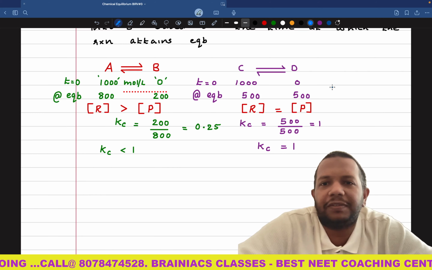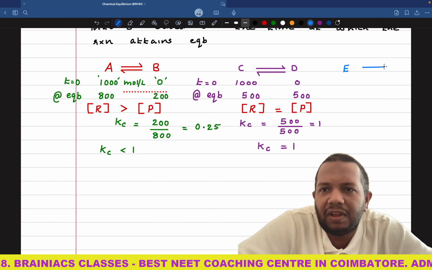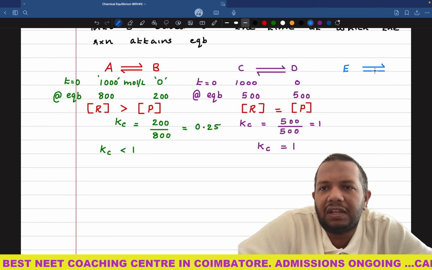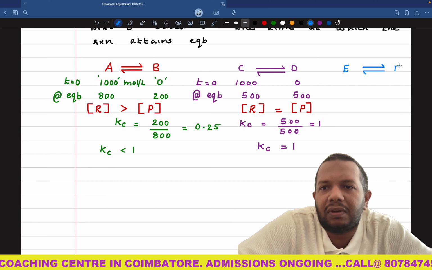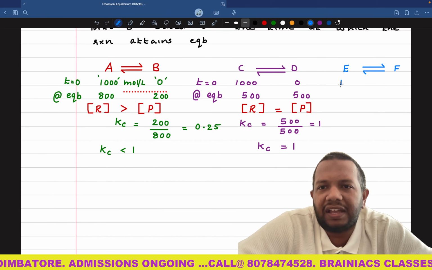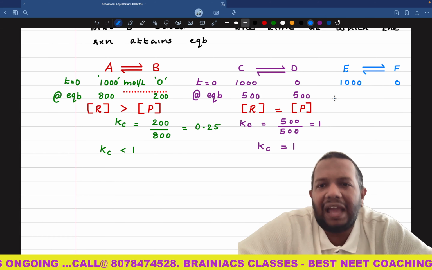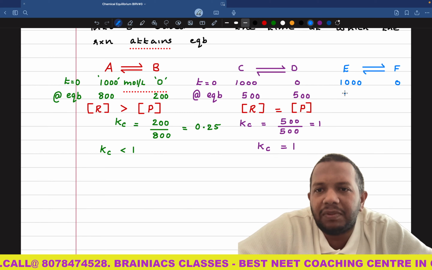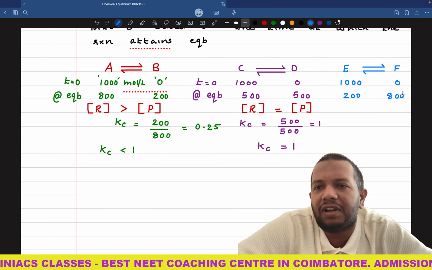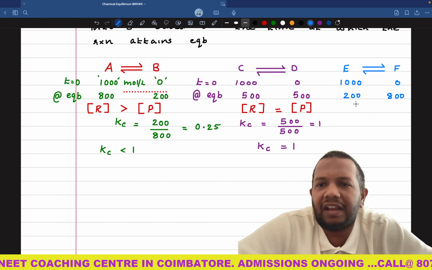Suppose I am taking a third case, for example E, a reaction where E converts to F. In the third case, let me say 1000 units are there at time t equal to 0, and 0 units are present here. At equilibrium, let me say only 200 units are remaining. 800 units have been converted to product. It can be anything, the only thing is product is greater.